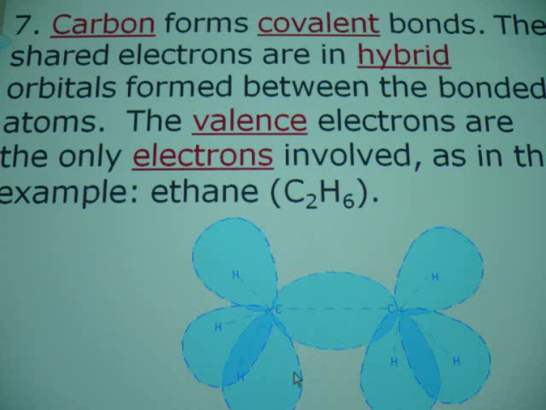Now, this carbon, he's in family 4. He must share 4. And look, he's sharing 4. This carbon, he feels good too, even though they're sharing each other, right? This hydrogen, he has 1. He's got to share 1.